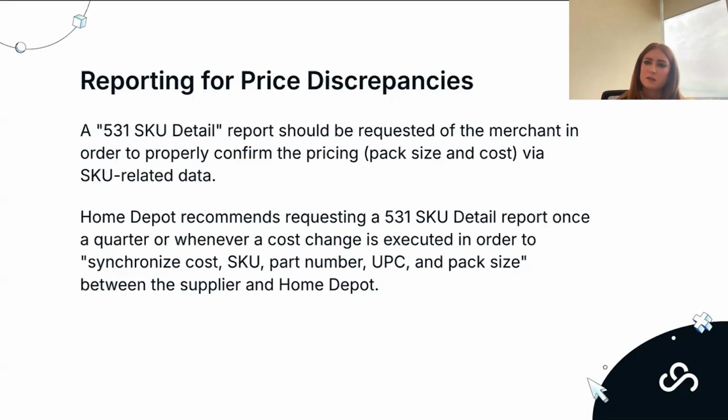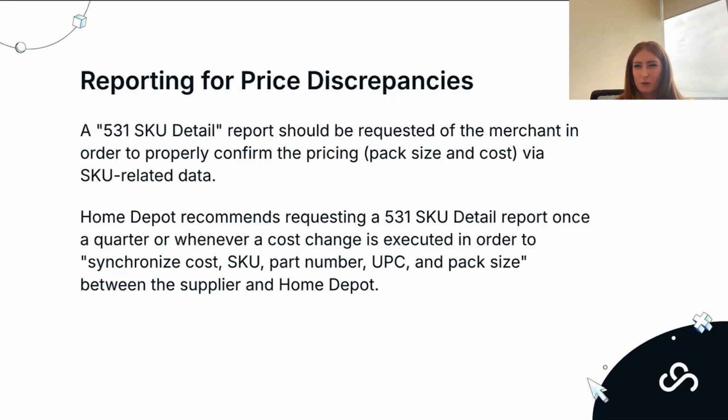So for the pricing discrepancies, there's a couple different places where you could find information on where these chargebacks might be stemming from. So one is what Home Depot refers to as the 531 SKU detail report. This is basically a report that has all of your SKUs with Home Depot, and breaks down Home Depot's cost that they expect to pay for those items. So this can be requested of your buyer with Home Depot.